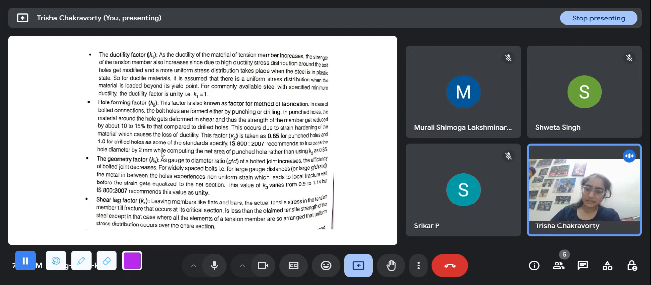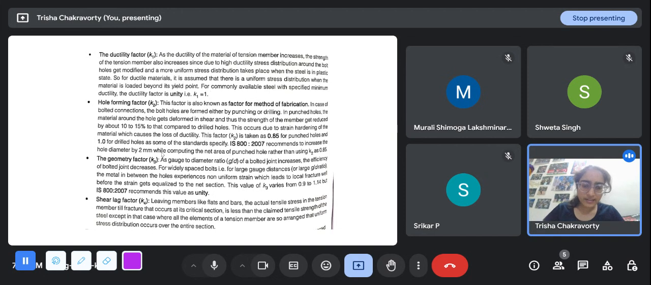of a bolted joint decreases. For widely spaced bolts, that is for large gauge distances, these are the bolt lines, right? So if they're very largely spaced, then it is seen that the efficiency of the joint decreases. So for large gauge distances, the metal in between the holes experiences non-uniform strain, which leads to local fracture well before the strain gets equalized to the net section. This value of K3 varies from 0.9 to 1.14, but IS 800 2007 recommends this value as unity.